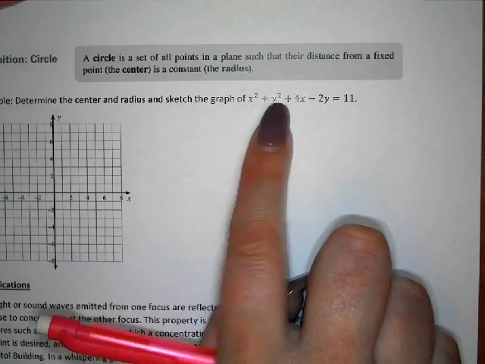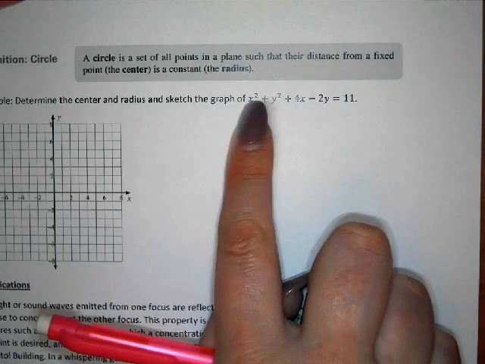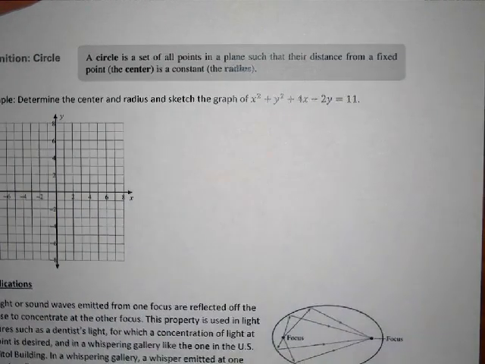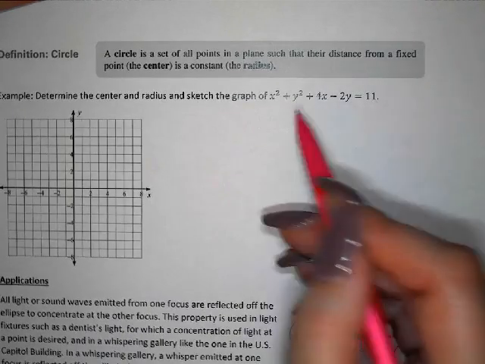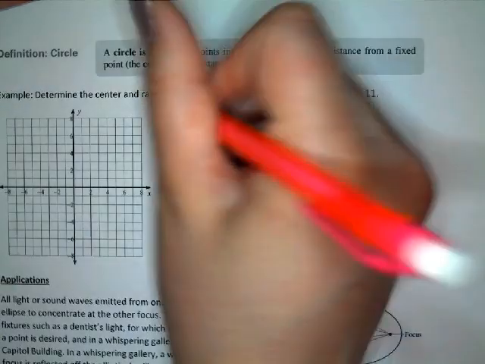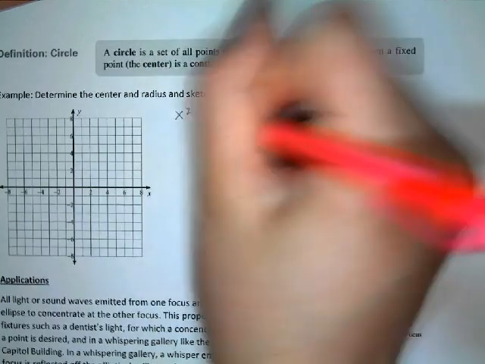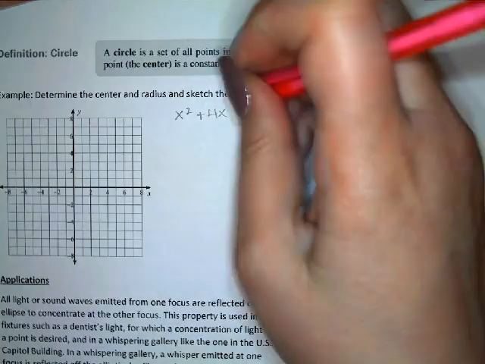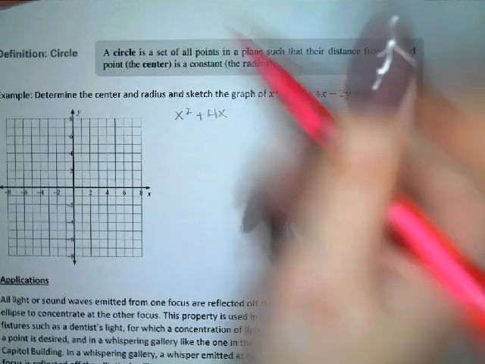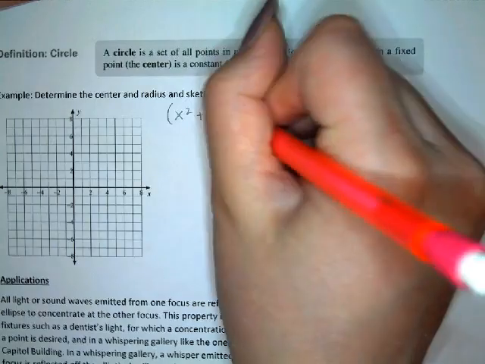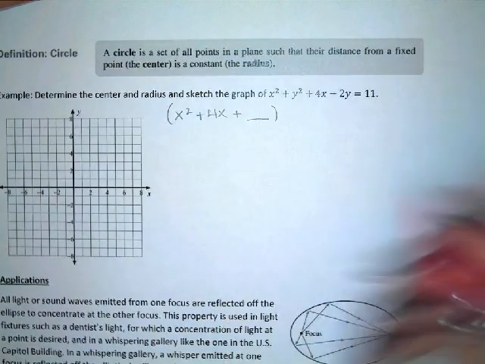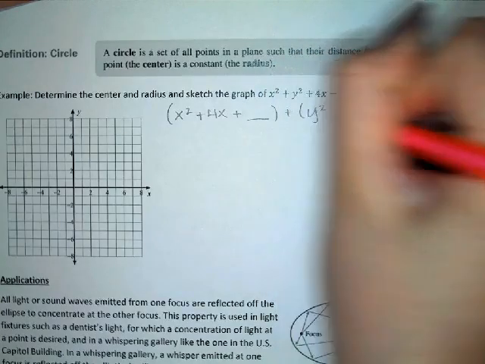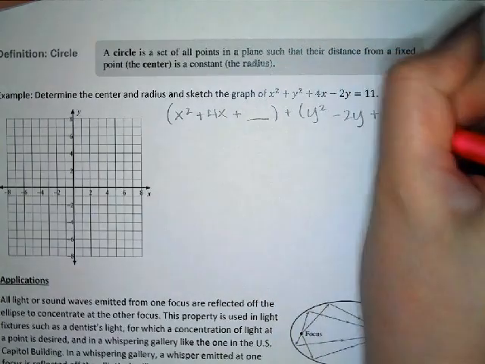Okay, so you'll notice they look very similar, but they'll turn out a little bit different as we write the equation. So I'm going to start off the process the same, x squared plus 4x. And since I don't have a number to divide out, I'm going to go ahead and start putting these in my parentheses already with my blanks. So x squared plus 4x plus blank, y squared minus 2y plus blank. They already have the constant on the right side for us.